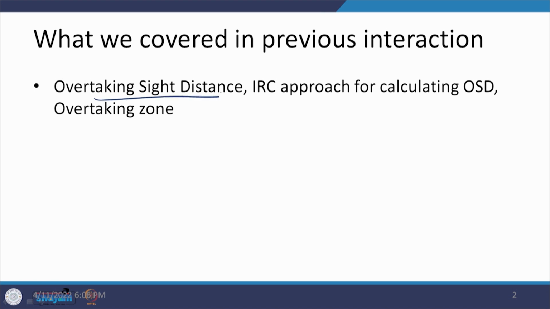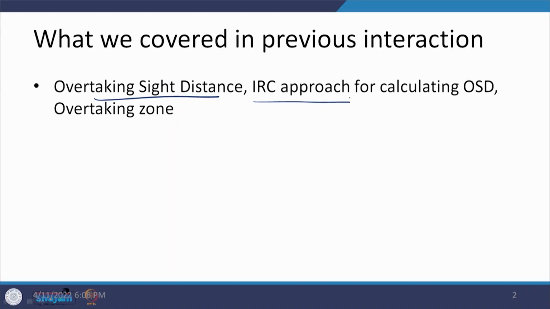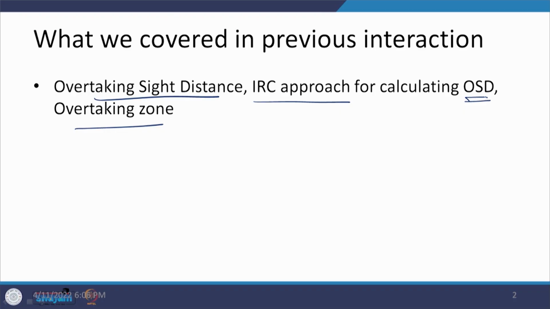If we look back at what we have discussed in the previous interaction, we very focusedly discussed the overtaking sight distance. While discussing it, we talked about the various interactions of the vehicles within a lane and from the opposite lane, and we calculated the OSD value on the basis of the approach given by the Indian Roads Congress. Towards the end of that interaction, we talked about the overtaking zone and how we can calculate the values and design that overtaking zone once we have an OSD value in hand.